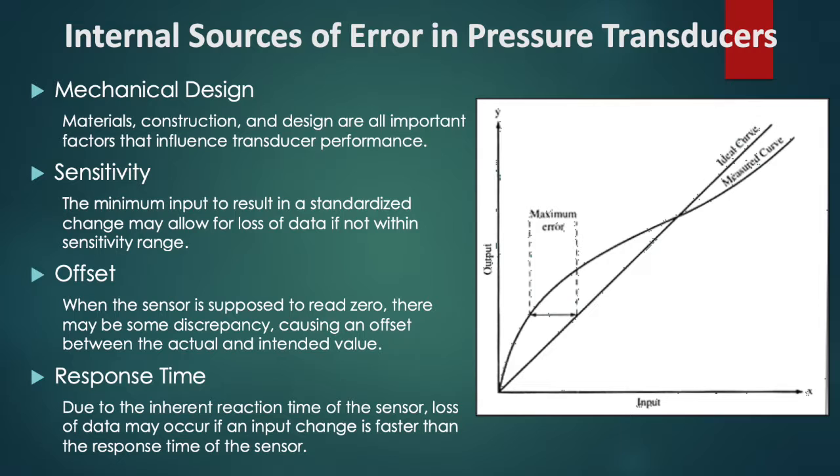In addition to external sources, there are also internal sources of error in pressure transducers. These errors can be attributed to the sensor's mechanical design, sensitivity, offset, and response time characteristics.